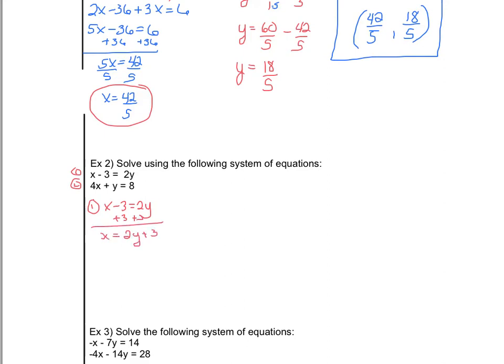And this was equation 1, so I'm going to sub this into equation 2. And when I do, everything about number 2 stays the same, except instead of an x, I'm going to put this in its place with parentheses. So equation number 2 is now going to become 4 times 2y plus 3 plus y equals 8. And now step 3 tells me to go ahead and solve this, so I'll start by distributing.